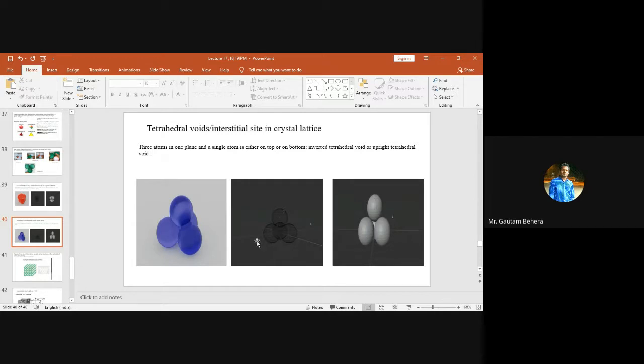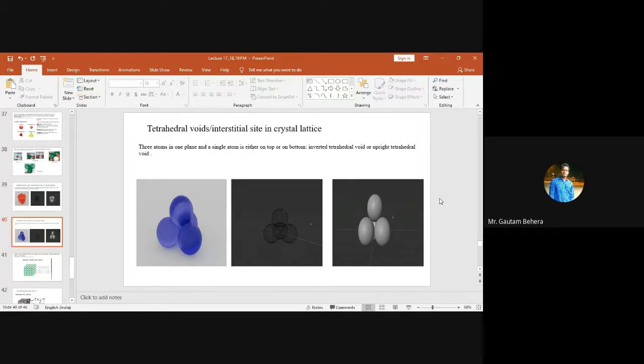Just have a look. This is 1 atom, this is 2 atom, this is 3 atom, and this one on the top is 4 atom, and a void will form. This void is the tetrahedral void. You can see this is 1 atom, 2 atom, on the top 3, and behind that there is a 4 atom. So a tetrahedral void is formed between 4 adjacent atoms.